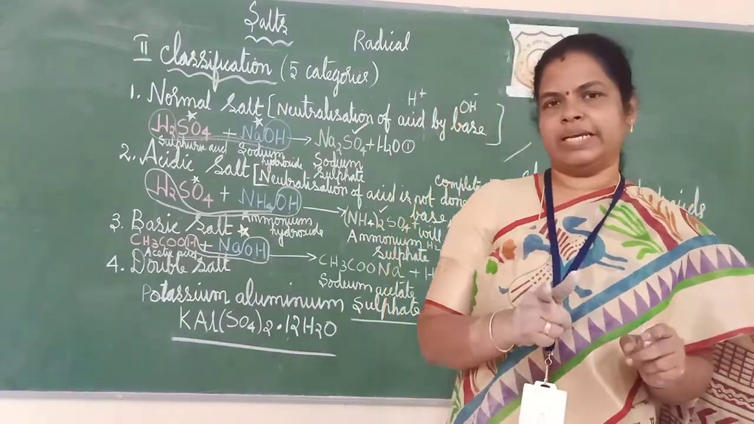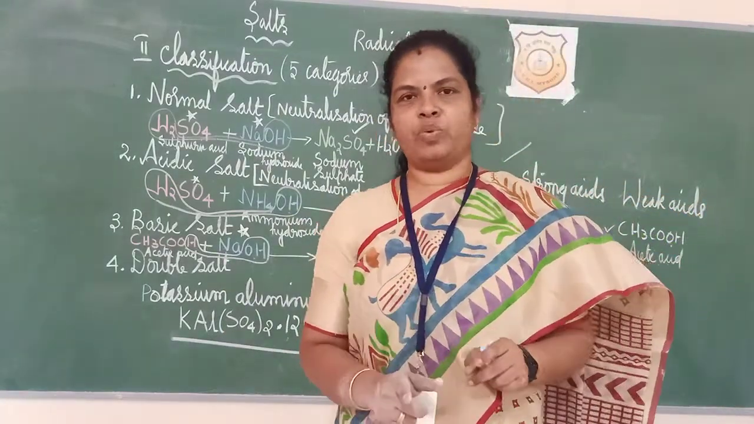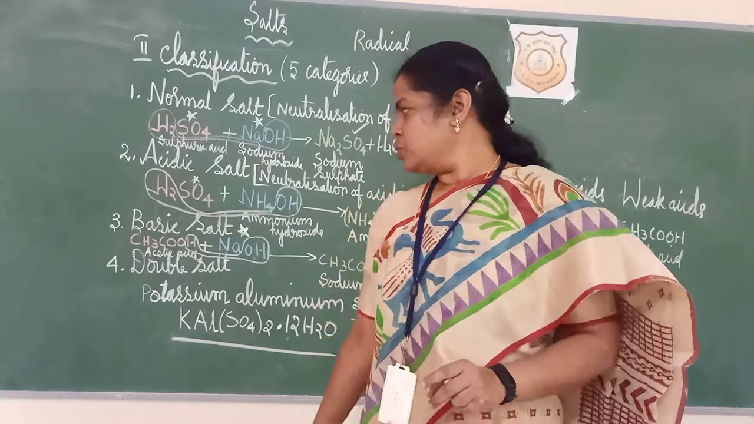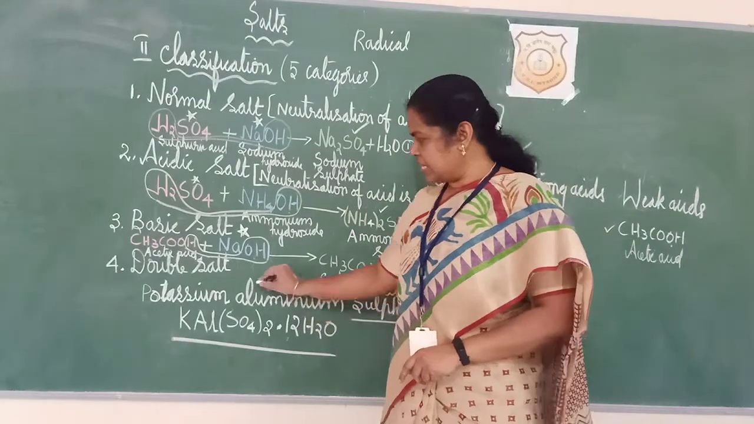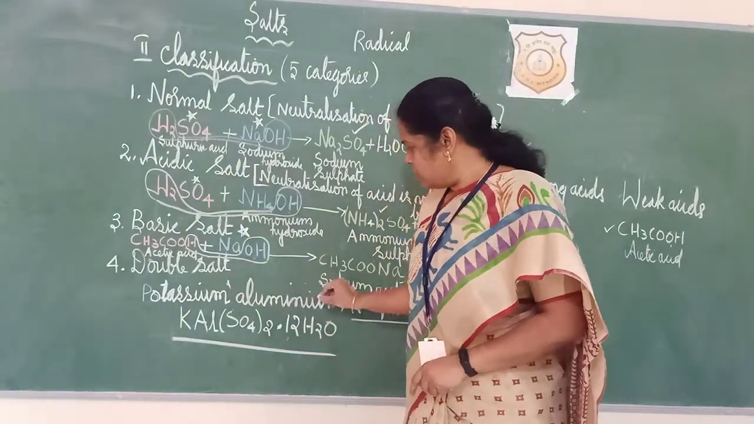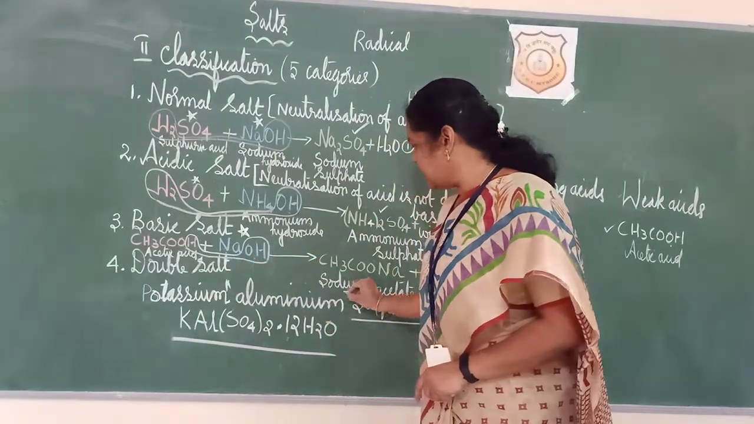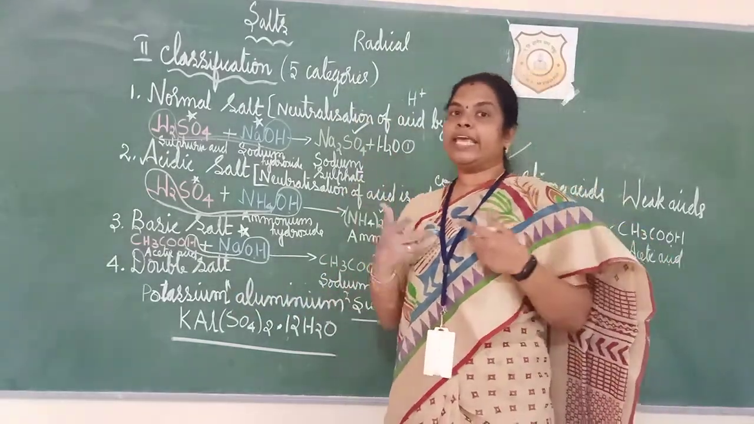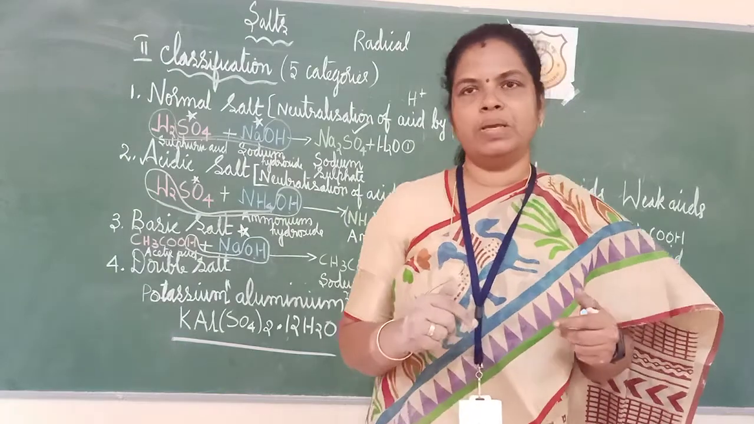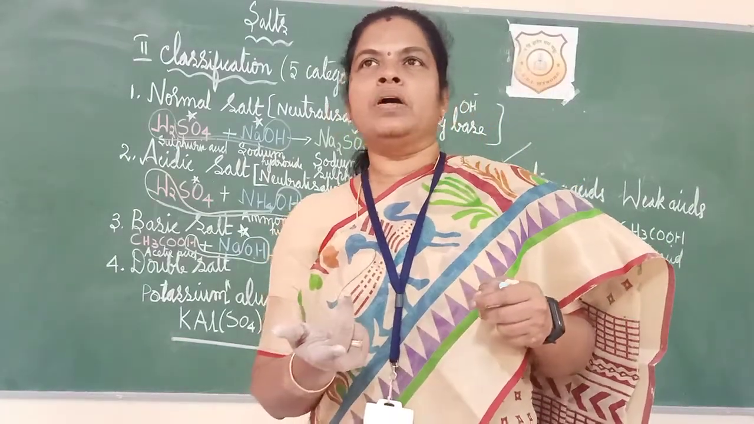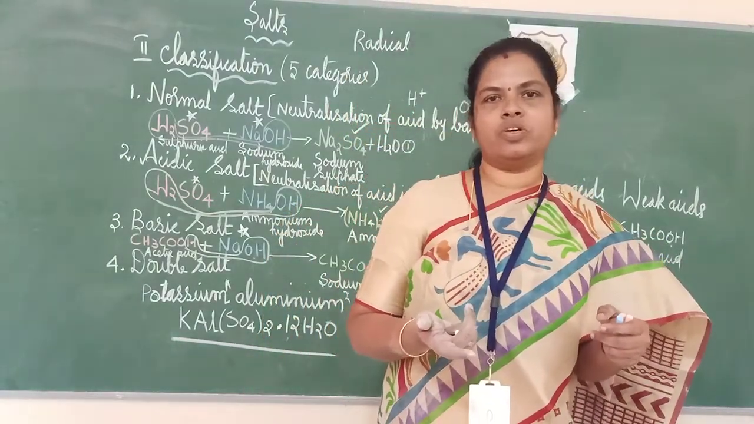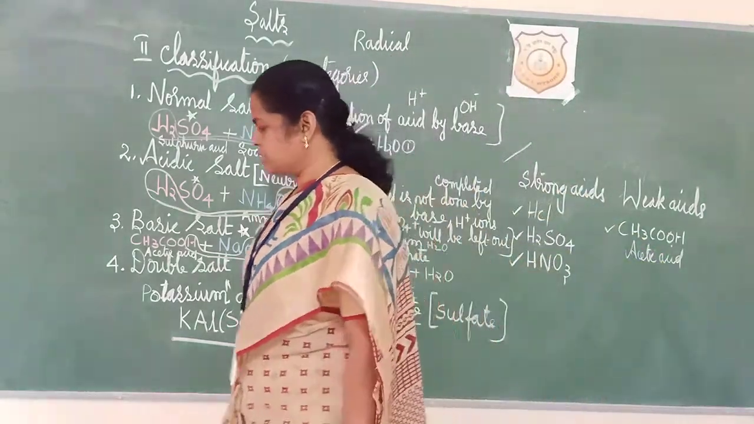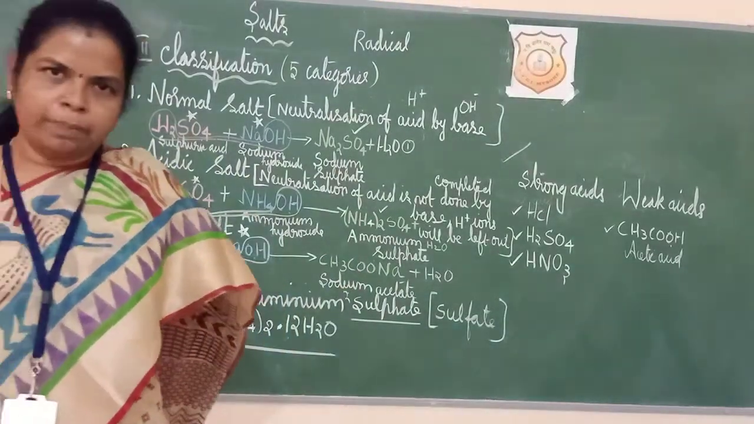Equimolar means what we have studied about moles, no? 6.02 × 10 to the power 23 is 1 mole. So equimolar means if they are taking 1:2, they can take 9 moles of this and 18 moles of this. Like that, equimolar proportion it should be. Like water we are taking, no? How many atoms of hydrogen and how many atoms of oxygen? 1:2. Same way, here also they will mix it. That is called a double salt.